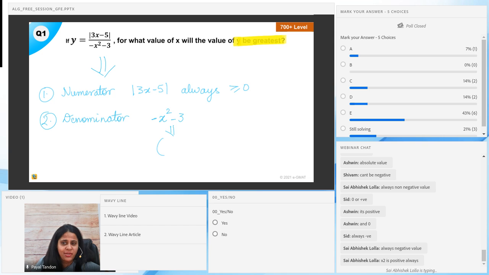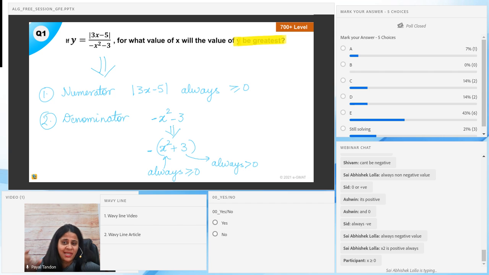Right? So numerator is always a non-negative number. Denominator is always a negative, which means that negative x squared plus 3 is going to be always a negative number, which means what is the question asking us? Okay, the question is asking for what value of x will the value of y be greatest. Okay, now what will be the greatest value of y?